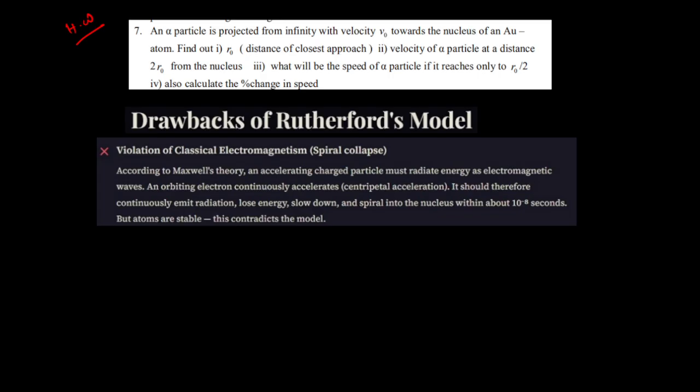Now, as per Maxwell's electromagnetic theory, an accelerating charged particle must radiate energy as an electromagnetic wave. Now, what does that mean? Let's say this is the nucleus, and this is a circular orbit where an electron is revolving around the nucleus. This is the electron.